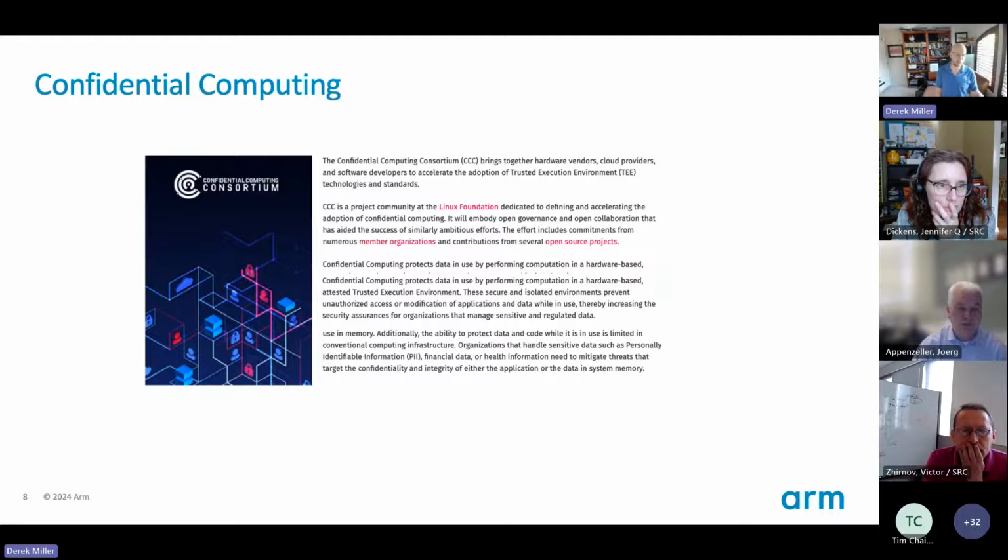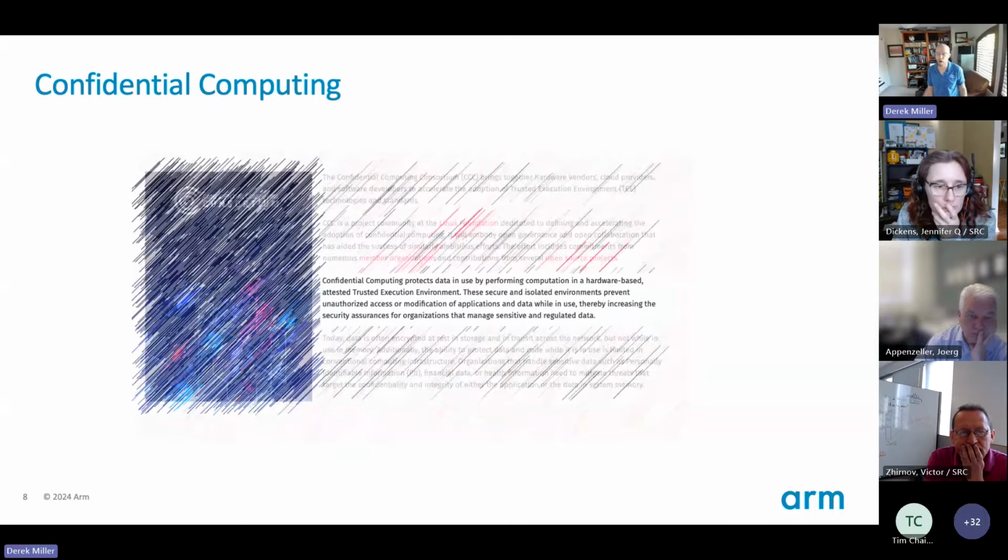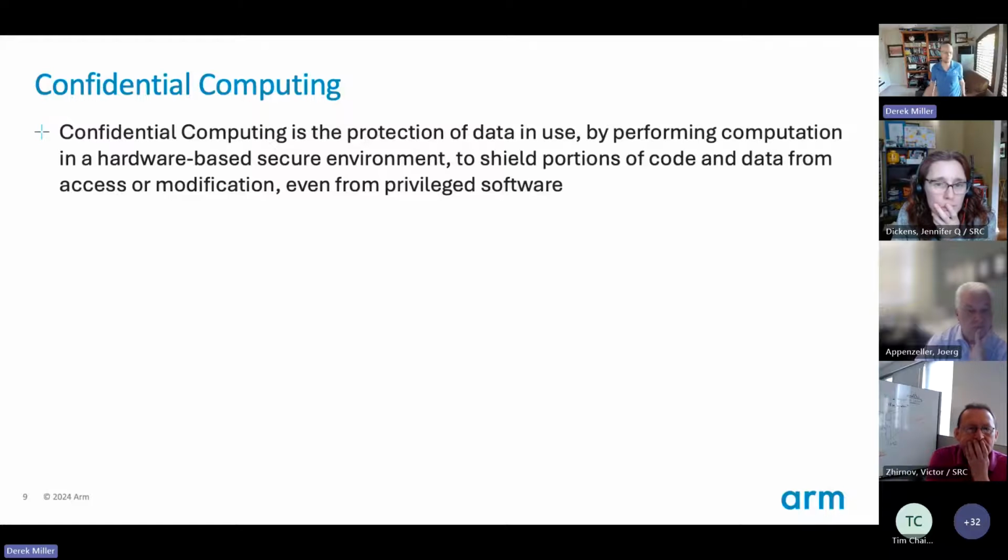So the Confidential Compute Consortium, which is part of the Linux Foundation, has their own definition here. We don't have to read the eye chart here. That being said, they've got their own definition, which includes the concept of attestation, which I'll go over. ARM's internal definition, which they made me put in here because I work for ARM, is confidential computing is the protection of data in use by performing computation in hardware-based secure environment to shield portions of code and data from access or modification, even from privileged software. Privileged software in this means certain aspects of the system firmware, the OS, the normal operating system, and the hypervisor.